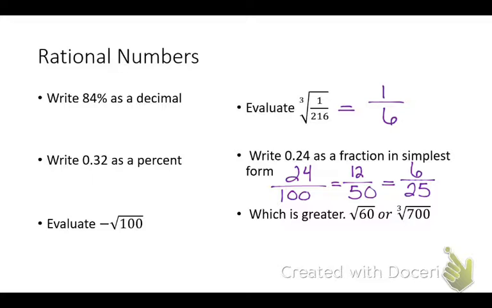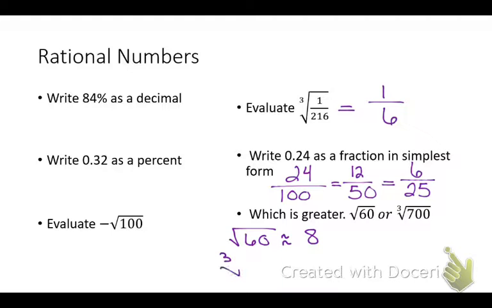All right. Now, okay. So what perfect square, y'all can answer this. What perfect square is 60 closest to? So the square root of 60 is really close to 64. So that's going to be approximately 8.